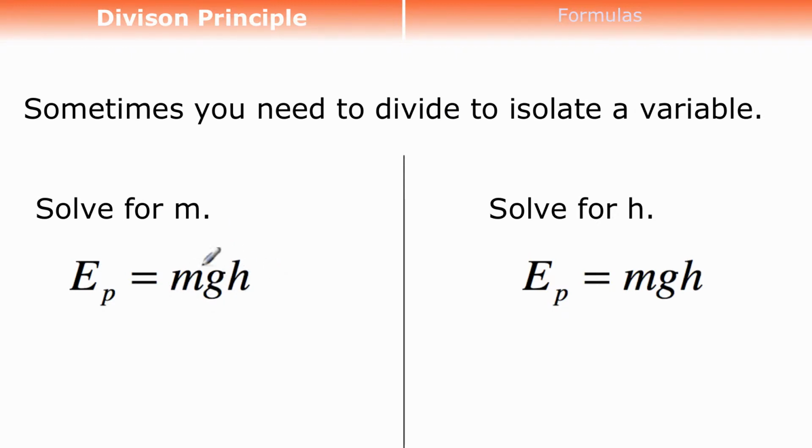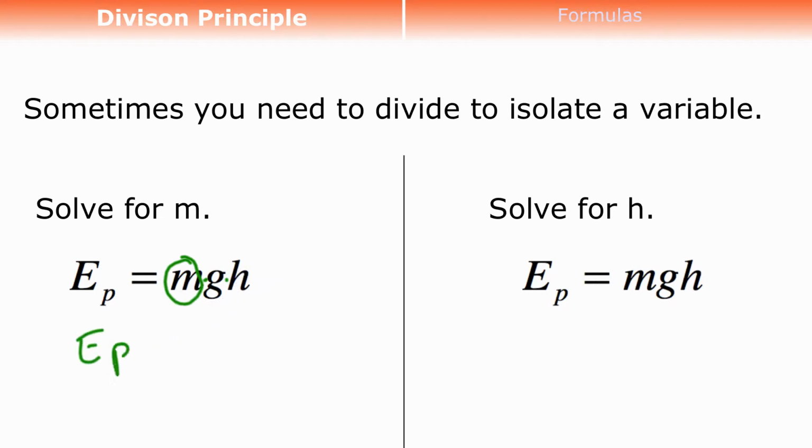So say, for example, in this one, the potential energy formula, if I want to solve for m, I want to get rid of these two. Right now they're being multiplied. Those are all multiplied in between. If there's no operation given, I'll have to divide each side by that.